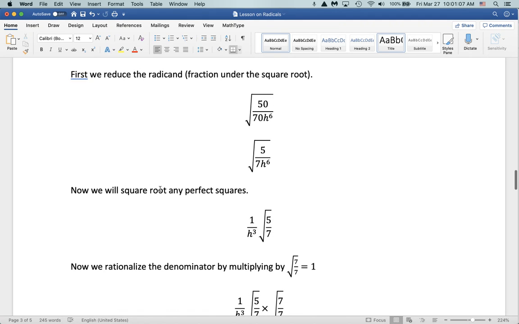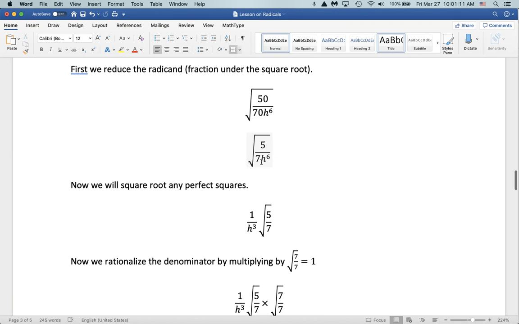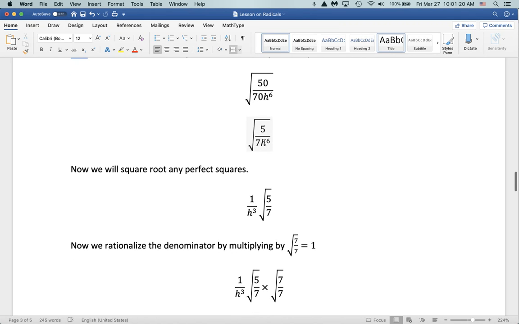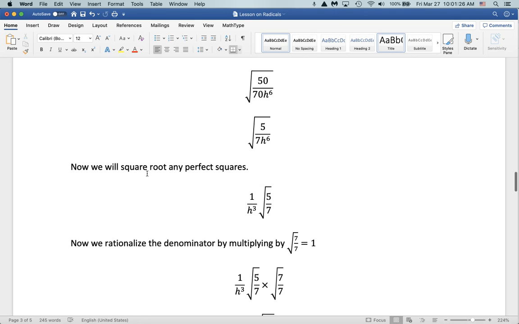Then we see if there are any perfect squares in either the numerator or the denominator. And h to the sixth has three perfect squares. It has an h squared times an h squared times an h squared. So I quickly just square rooted the h to the sixth and I got h to the third. Now be careful, notice how that h to the third is in the denominator. Because it was in the denominator underneath this radical, it will be in the denominator out. So I have 1 over h to the third times the square root of 5 over 7. I left the 5 over 7.